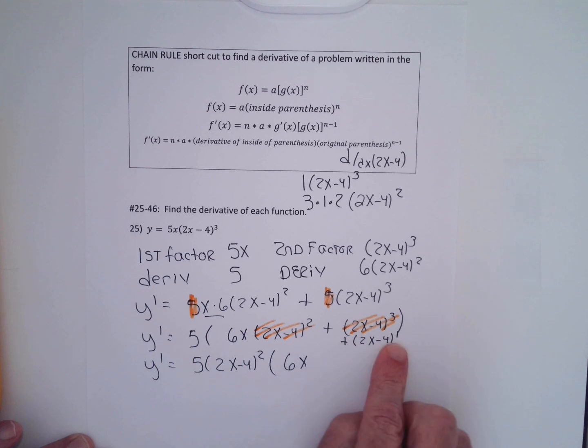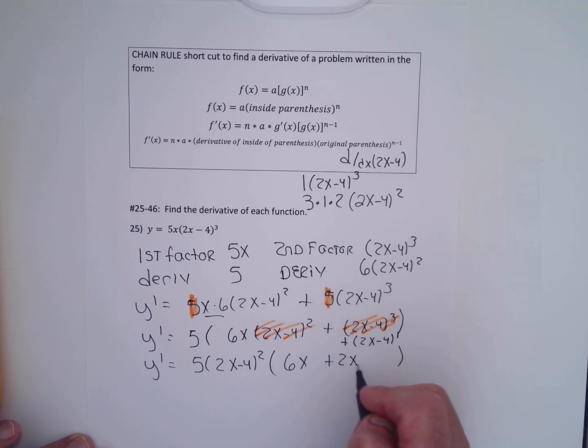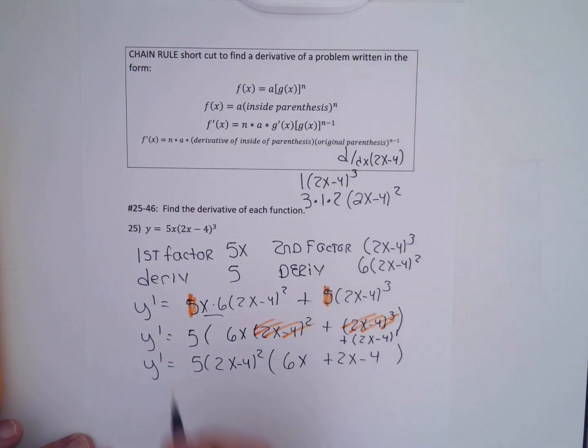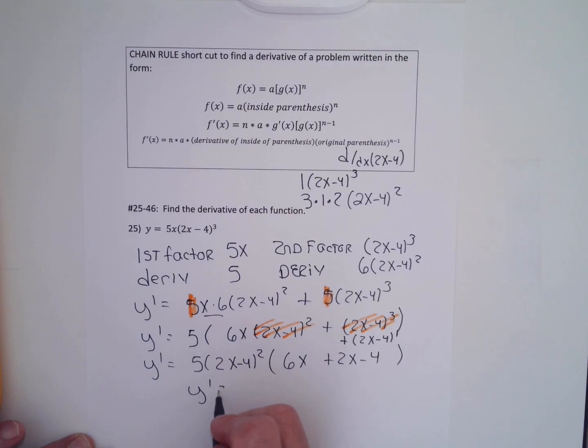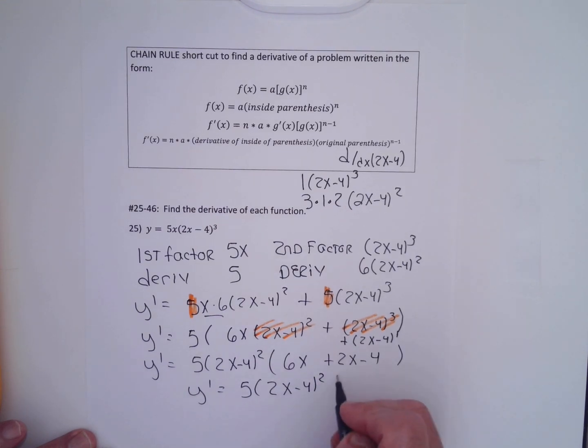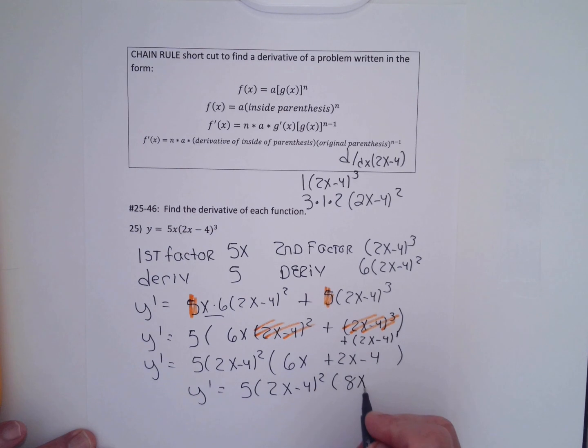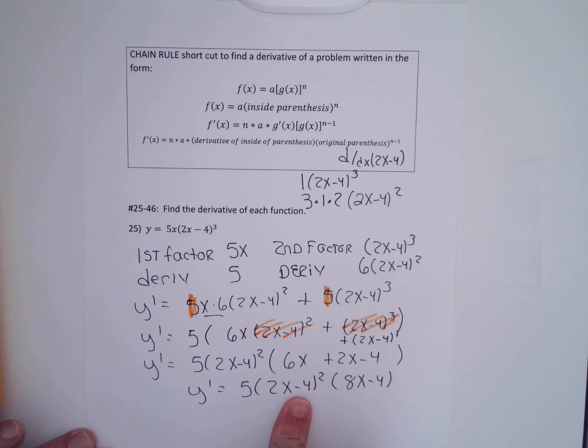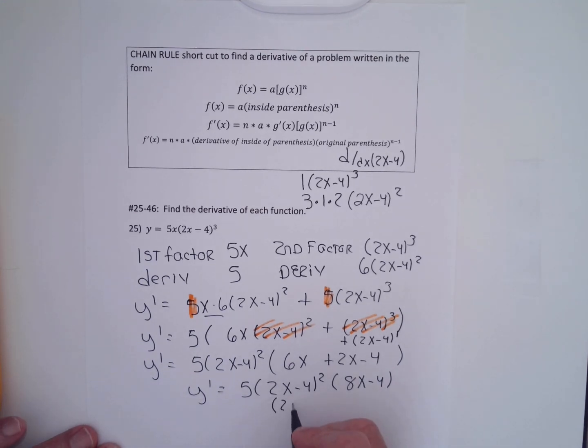And this exponent of 1 makes it so I don't need that parentheses, and I can just write 2x minus 4 there. I'm going to combine the 6x and the 2x and get 5 times 2x minus 4 squared times 8x minus 4. There I can factor out a 4. There I can factor out a 2. Let me do those, but I'm not going to factor out a 2 when it's written as 2x minus 4 squared because I'll mess up.